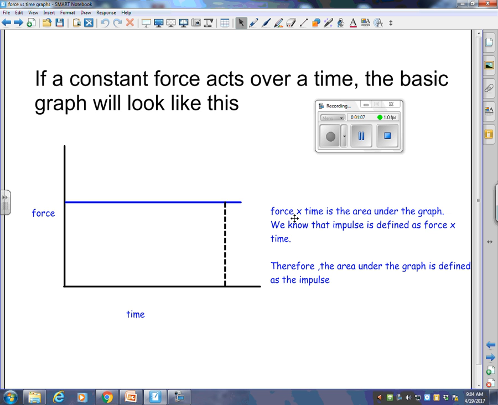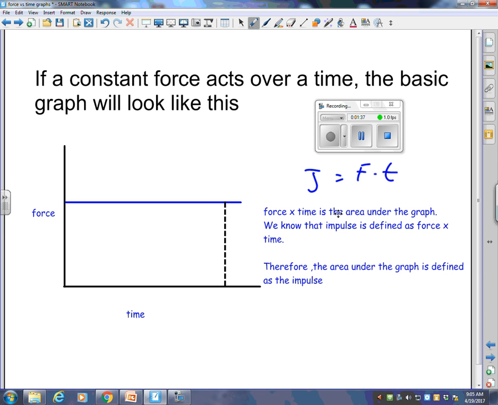And force multiplied by time would be the area under the graph, would it not? Because the area under the graph is a rectangle that has a height of force and a base or length of time. And so force times time is the area under the graph. And we know that impulse is defined as force multiplied by time, right? J equals F times T. We learned that yesterday, right? Impulse, J, is equal to F times T. And so therefore, the area under the graph is defined as the impulse.